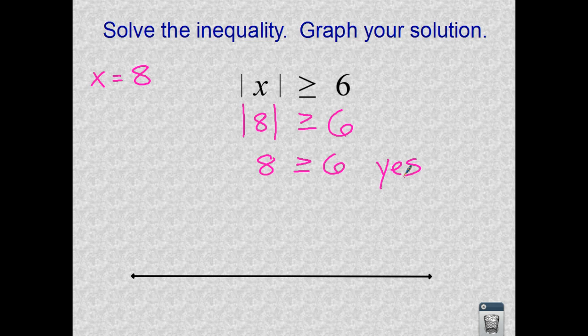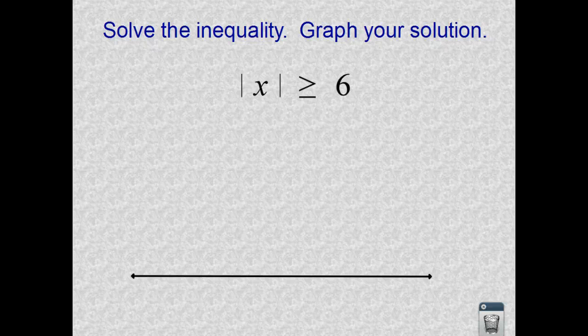Now, when we were graphing absolute value equations, we knew that there might be another side to the answer. We know that 8, 9, 10, and anything larger than or equal to 6 would work. But what about all of those possible negative values? What if we were to plug in number values that are negative, but their absolute values are greater than 6? So let's just choose one. How about negative 10?